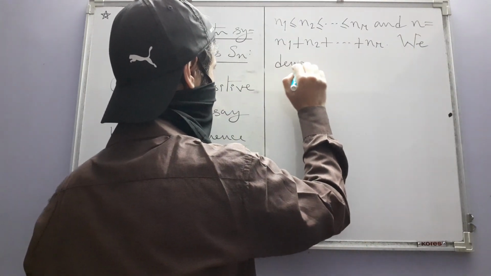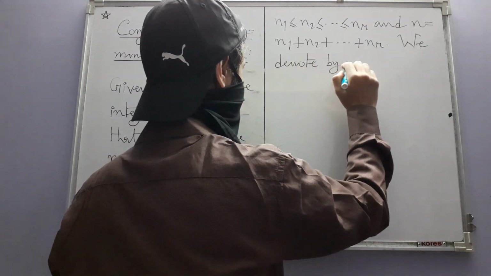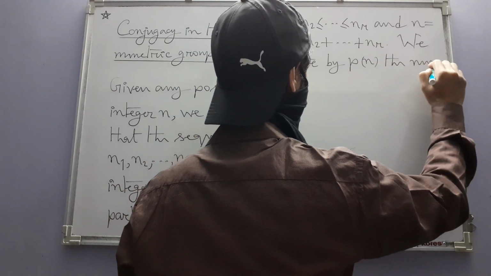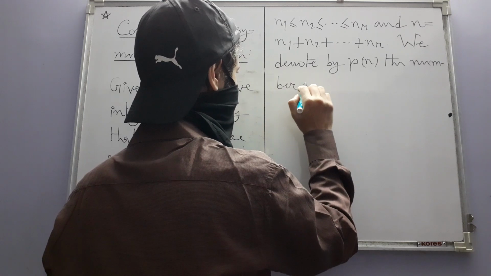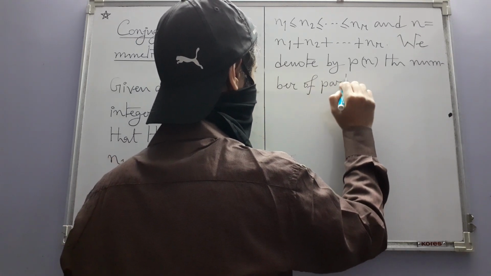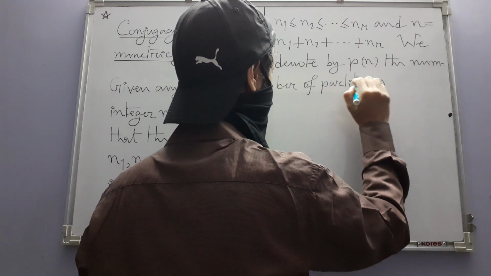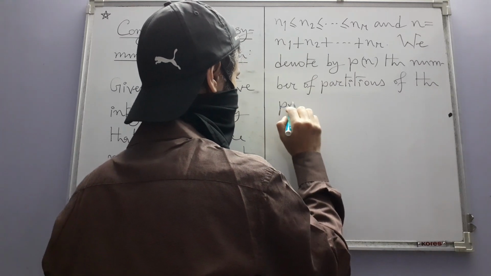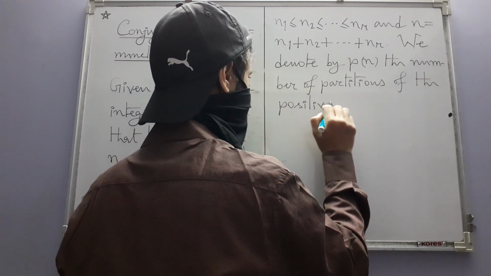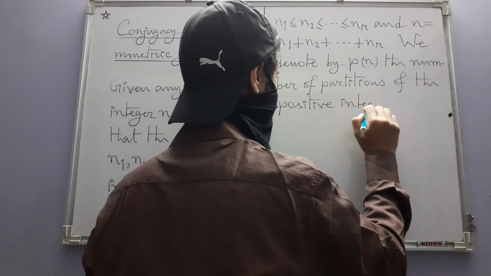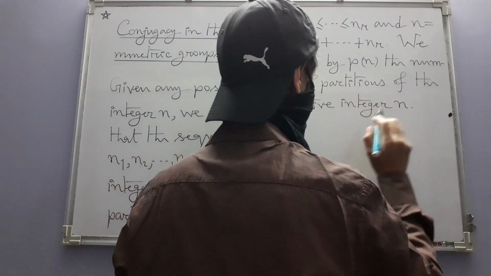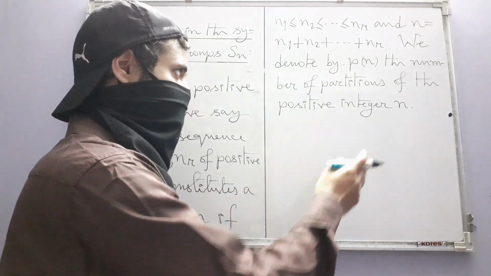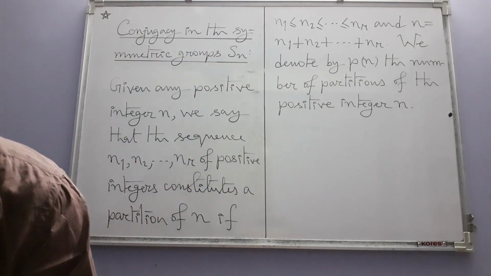We denote by P of n the number of partitions of the positive integer n, and this function P is called the partition function. Now let's see the P values of the first few positive integers.